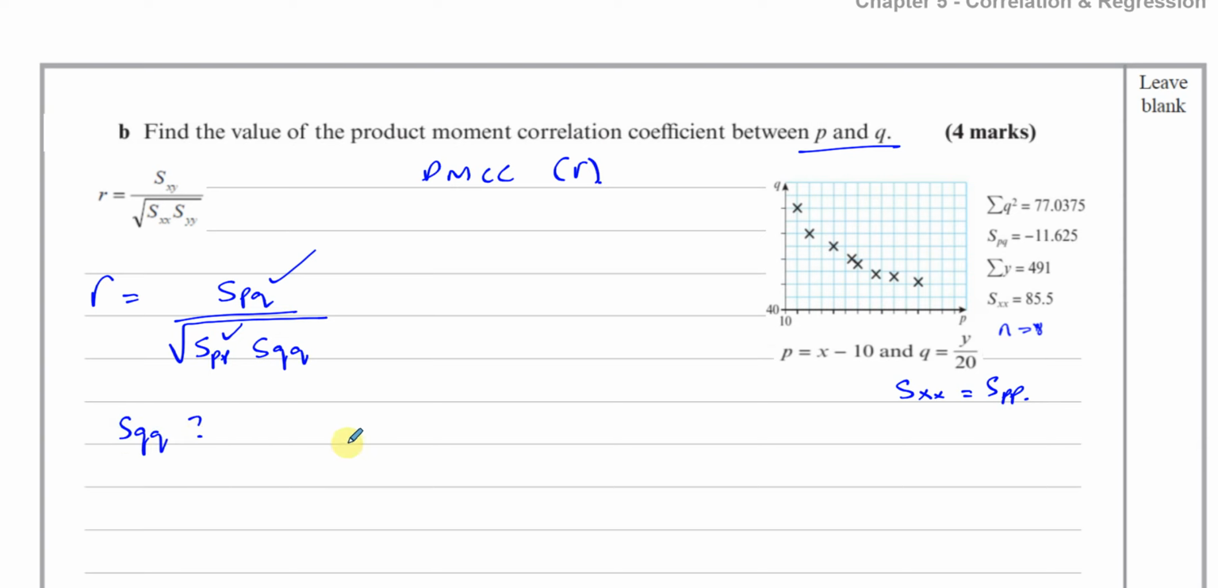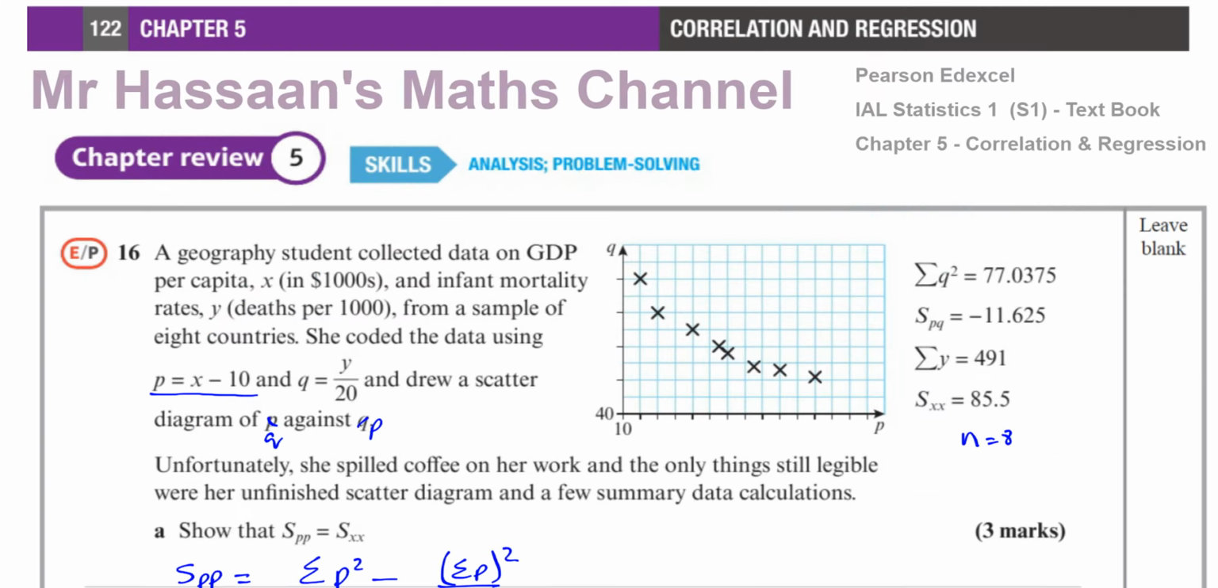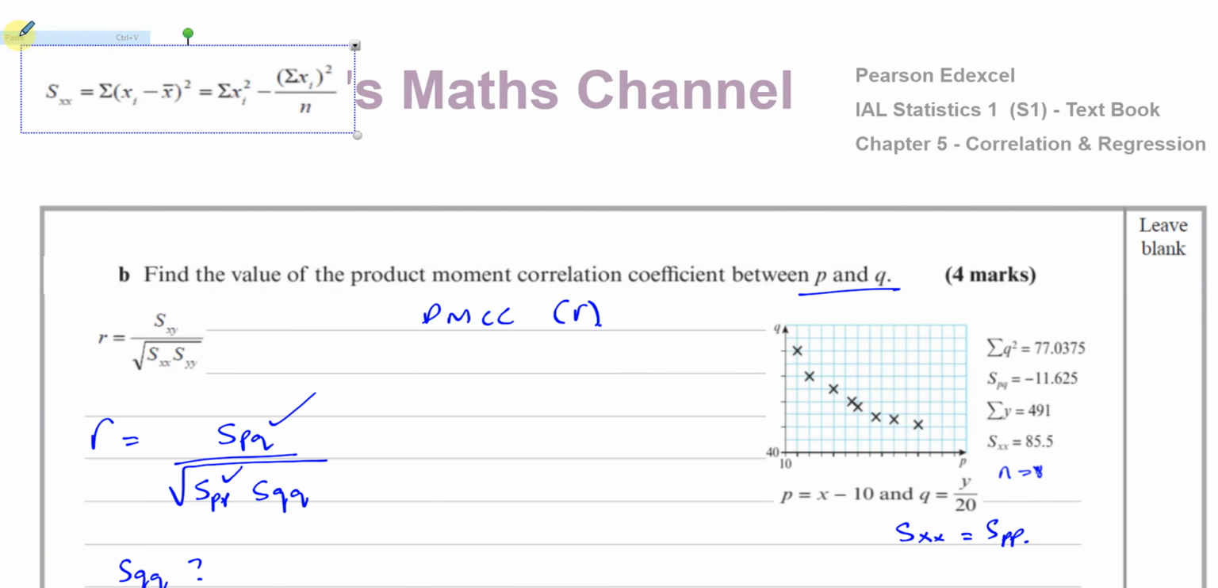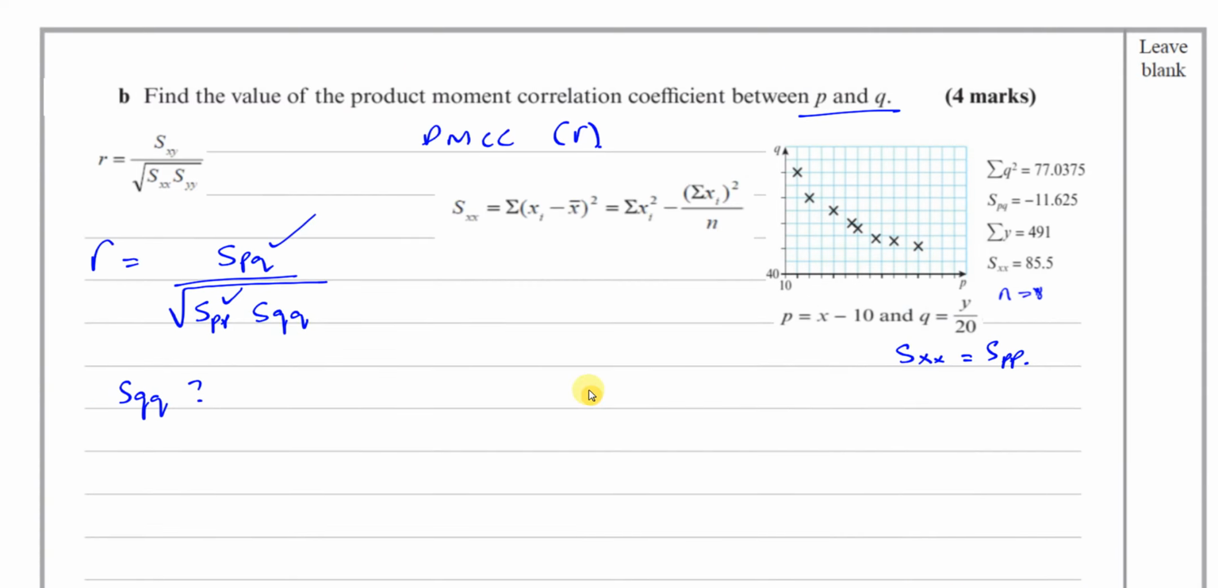Now, let's look at our formula book again. Let's look at the formula that we just used before. Yep. Okay, so this formula will come in useful for Sqq. So we can say Sqq is going to be, if we look at this, the sum of q squared minus the sum of q all squared over n. All right, we know n is 8 because there's 8 entries, 8 countries.